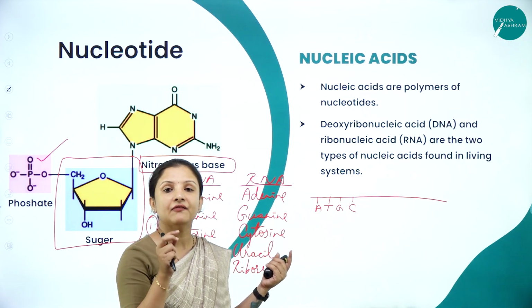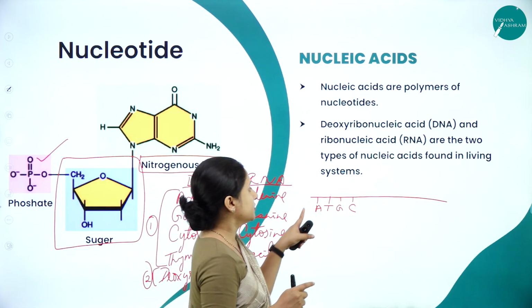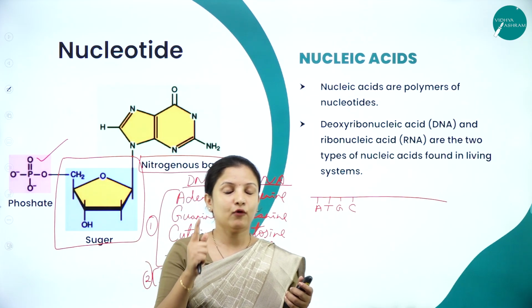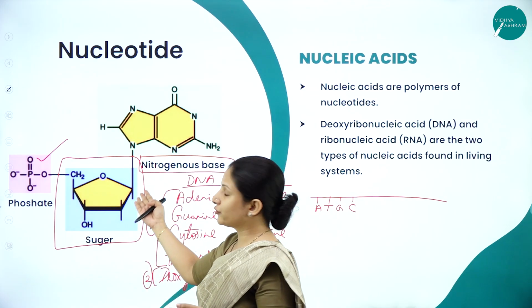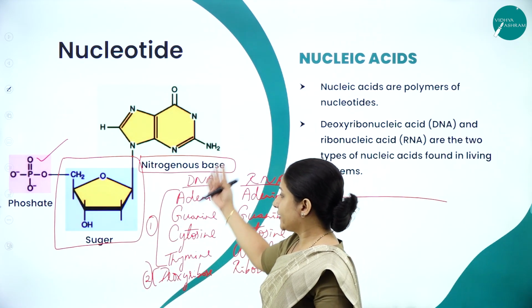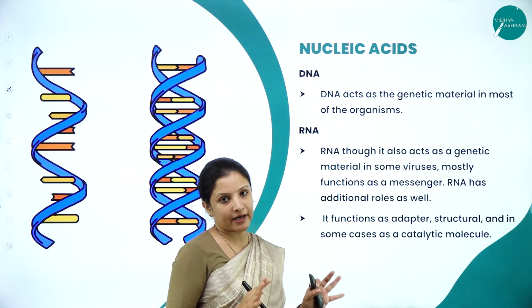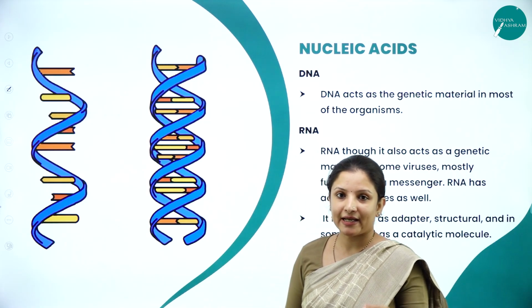Especially viruses, they have RNA as the genetic material. So those two are the nucleic acids, that is DNA and RNA. What are they made up of? They are made up of nucleotides, which contain nitrogenous bases, sugar and phosphate. So moving further, now we have an idea of what the nucleic acids are made up of.